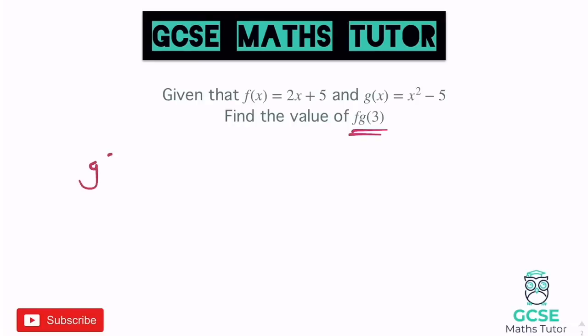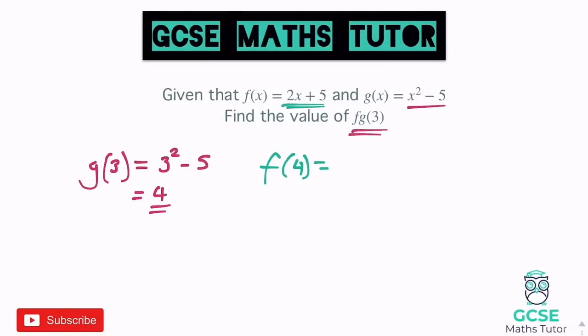So sub 3 into g, we get g3 is going to equal 3 squared, x squared, this one up here, take away 5. So 3 squared is 9, take away 5 gives us the answer 4. So 4 is what I can now put into f. So now I can work out f4, and subbing that into f, which is up here, we get 2 lots of 4, which is 8, plus 5, and 8 plus 5 equals 13. Okay, so you just got to read the fg or the gf in the order and speak it as it says it. So f of g3 means the function of f when g is 3.